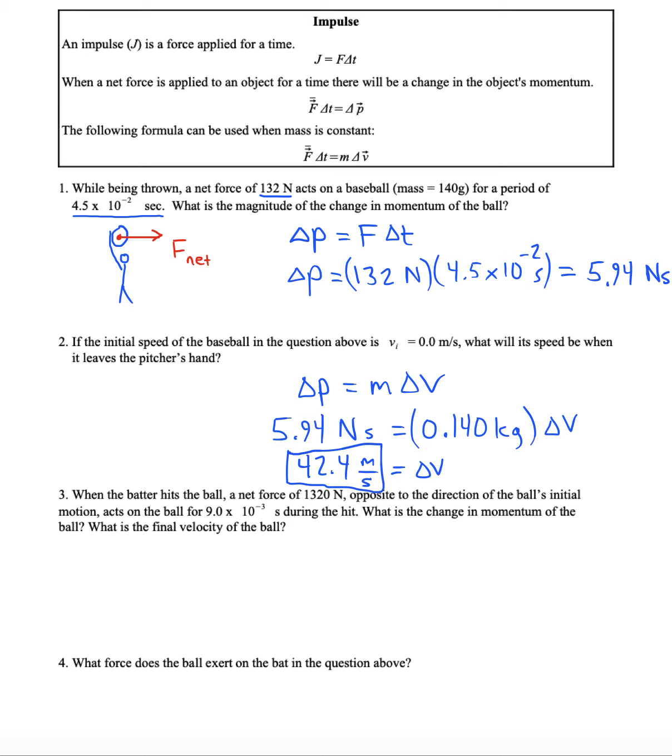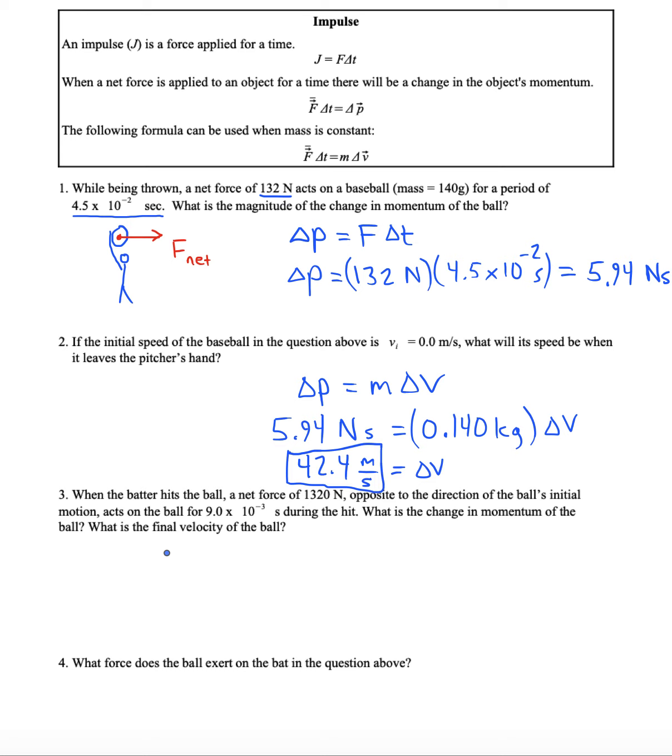Next, a batter is going to hit this ball with a net force of 1320 newtons opposite the direction of the ball's initial motion. There's going to be a 9 times 10 to the minus 3 second contact time during the hit. What will be the change in momentum for this ball?